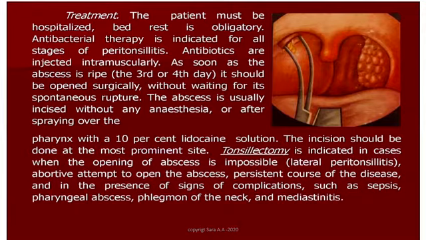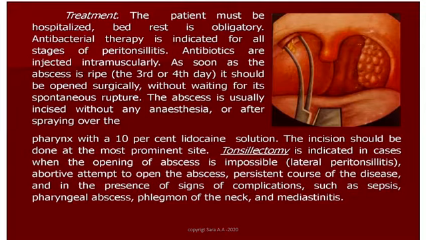How can we treat it? What should we do? The patient must be hospitalized. Bed rest is obligatory, and antibacterial therapy is indicated for all stages of paratonsillitis. Antibiotics are injected intramuscularly. As soon as the abscess is ripe, on the 3rd or 4th day, it should be opened surgically without waiting for its spontaneous rupture.